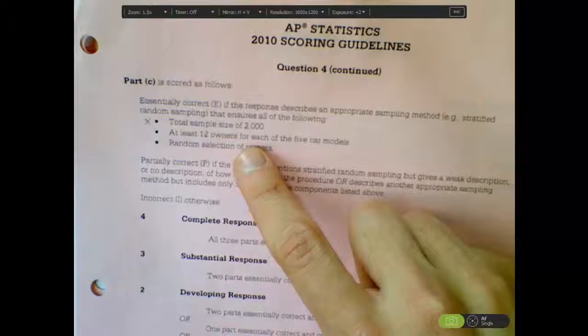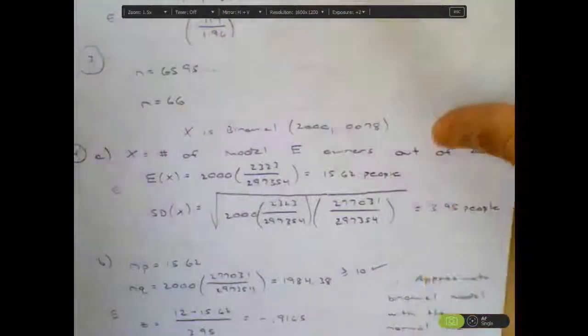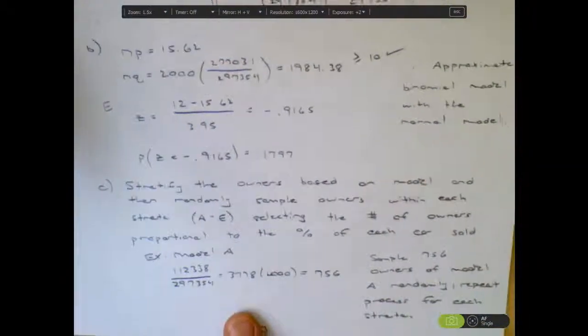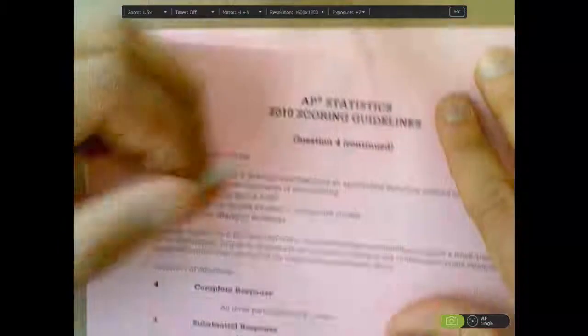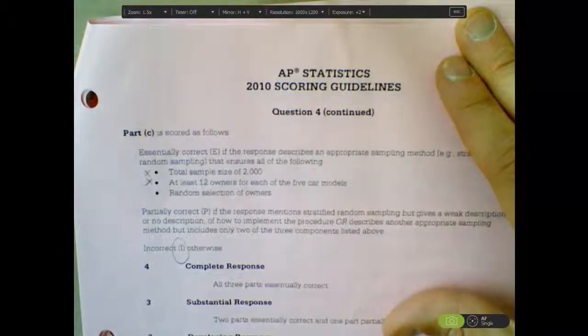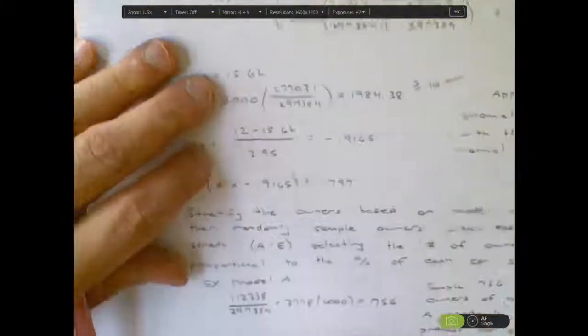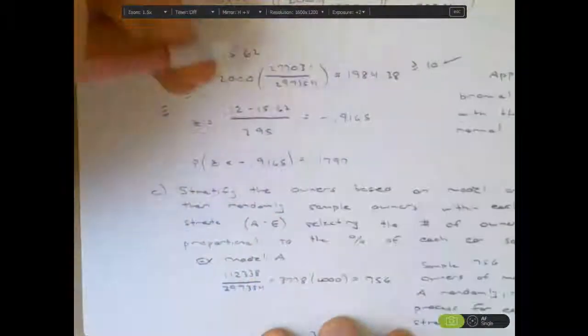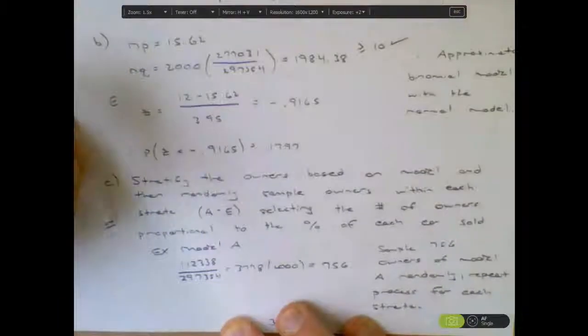At least 12 owners in each of the 5 car models. I didn't follow through enough to show that I have at least 12 in each of them, so I didn't meet that criteria. But I do have random selection of owners. So I met one of the 3 criteria, so that would be incorrect. You can see how easy it is that I knew what I was talking about, but I did a poor job communicating it and didn't follow through. So this is going to be I. This is going to be incorrect.